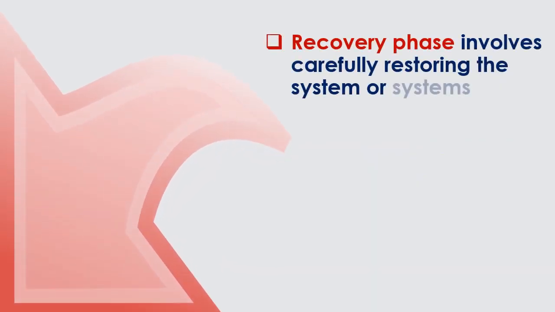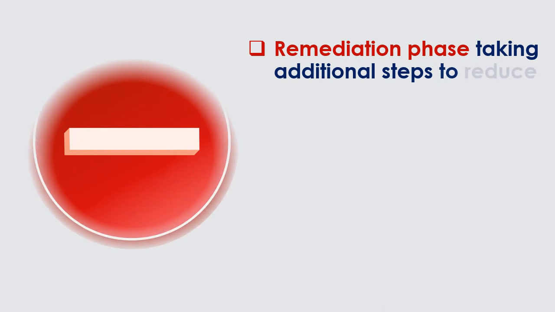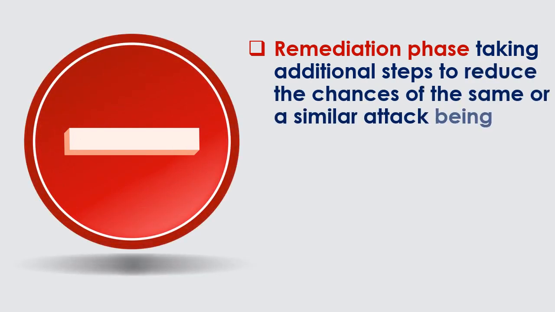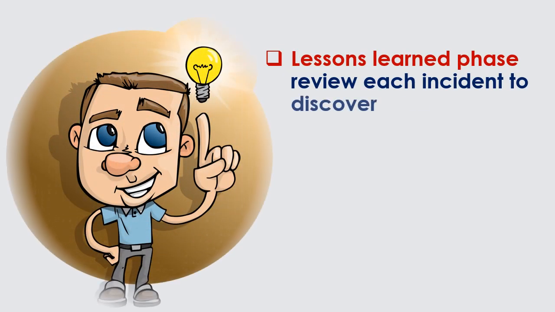The recovery phase involves carefully restoring the system or systems to operational status. For example, for a compromised computer, you reimage it or restore it from a backup. For a broken window, you replace it. The remediation phase involves taking additional steps to reduce the chances of the same or a similar attack being successful. In the lessons learned phase, you review each incident to discover what could be learned from it.